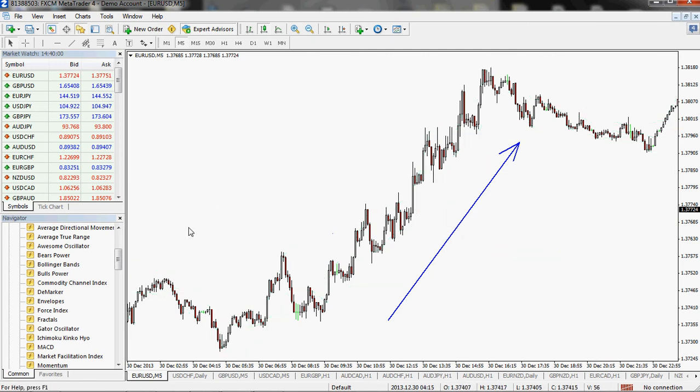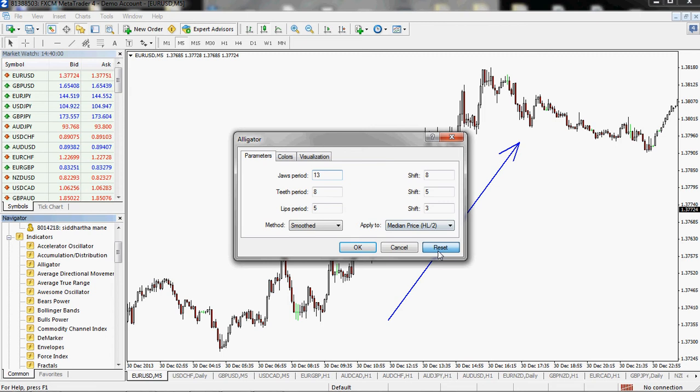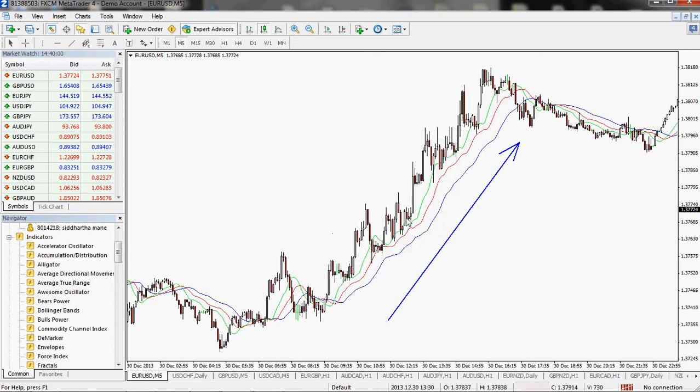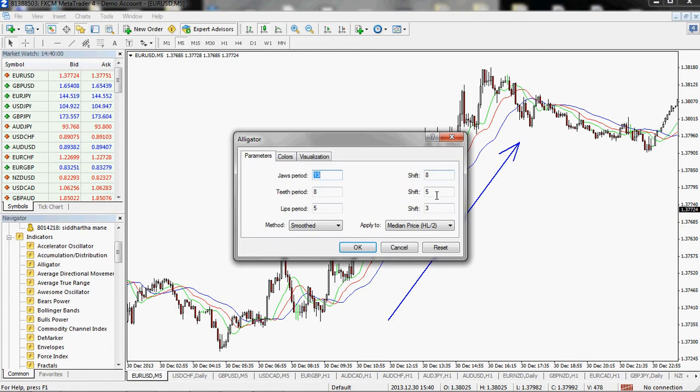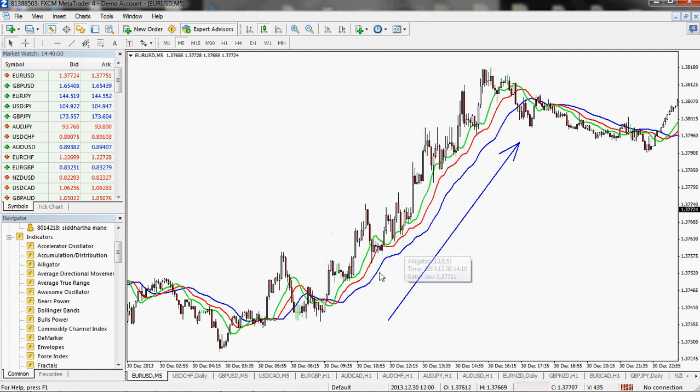And a lot of traders also use alligator indicator for scalping forex market. So just put this one and use the default settings. So if you see this one, this is the alligator indicator. Normally the alligator indicator consists of three moving averages. Okay, so these are the three moving averages. Whenever they are spread apart and they are moving in one direction, that means in the upward direction or downward direction, that means the market is trending.